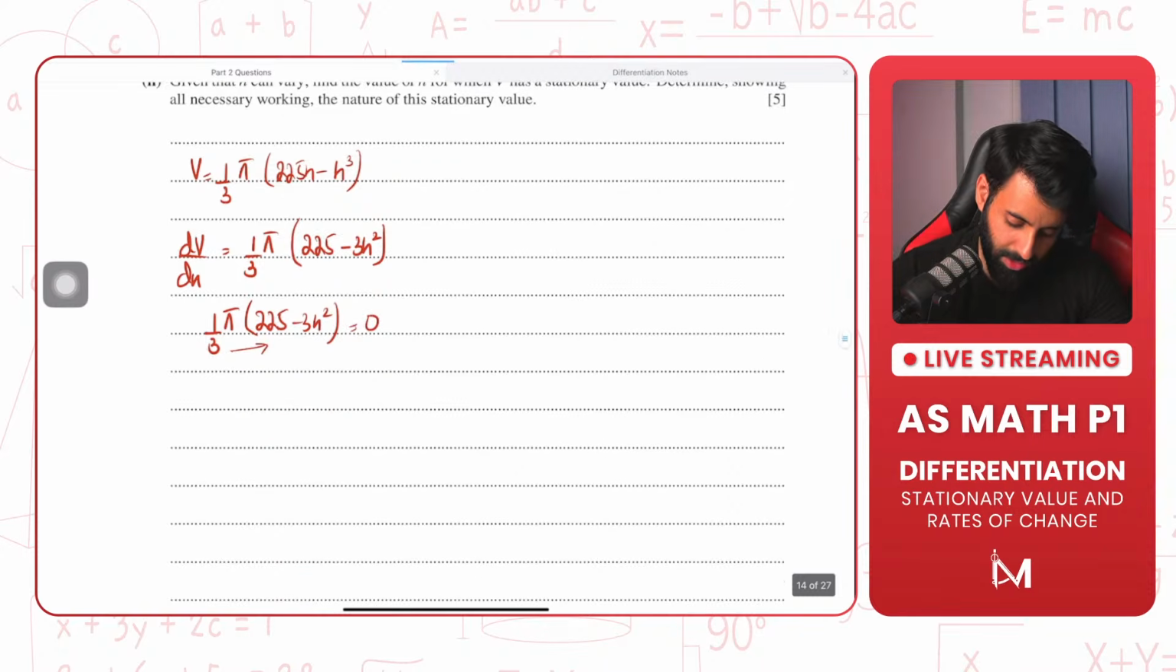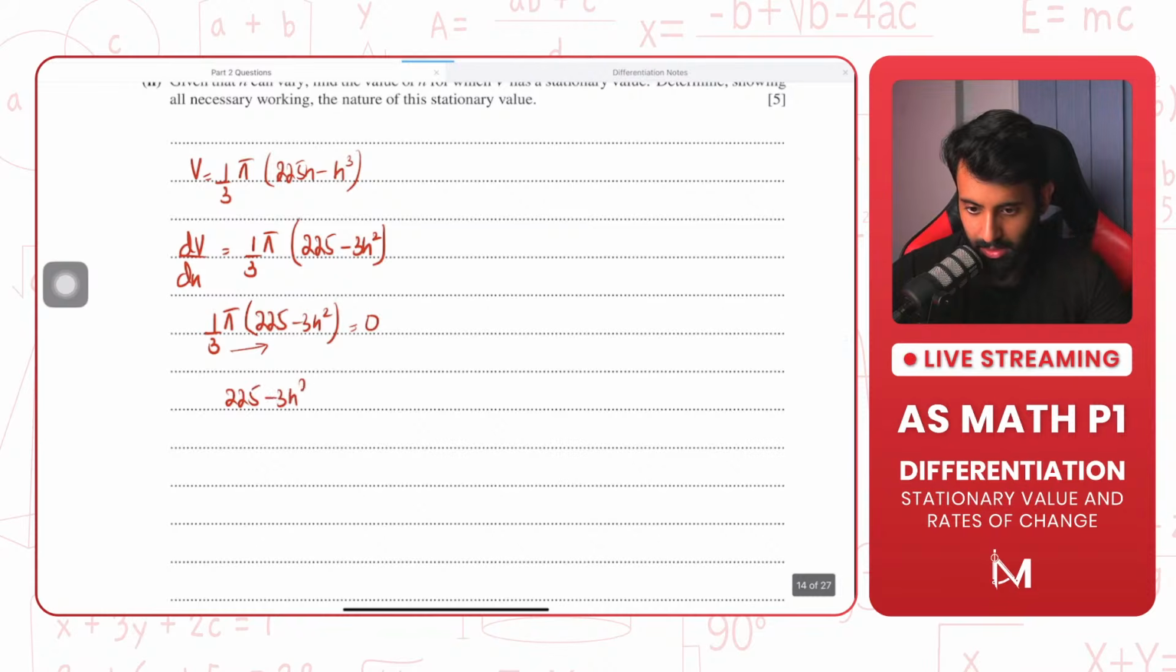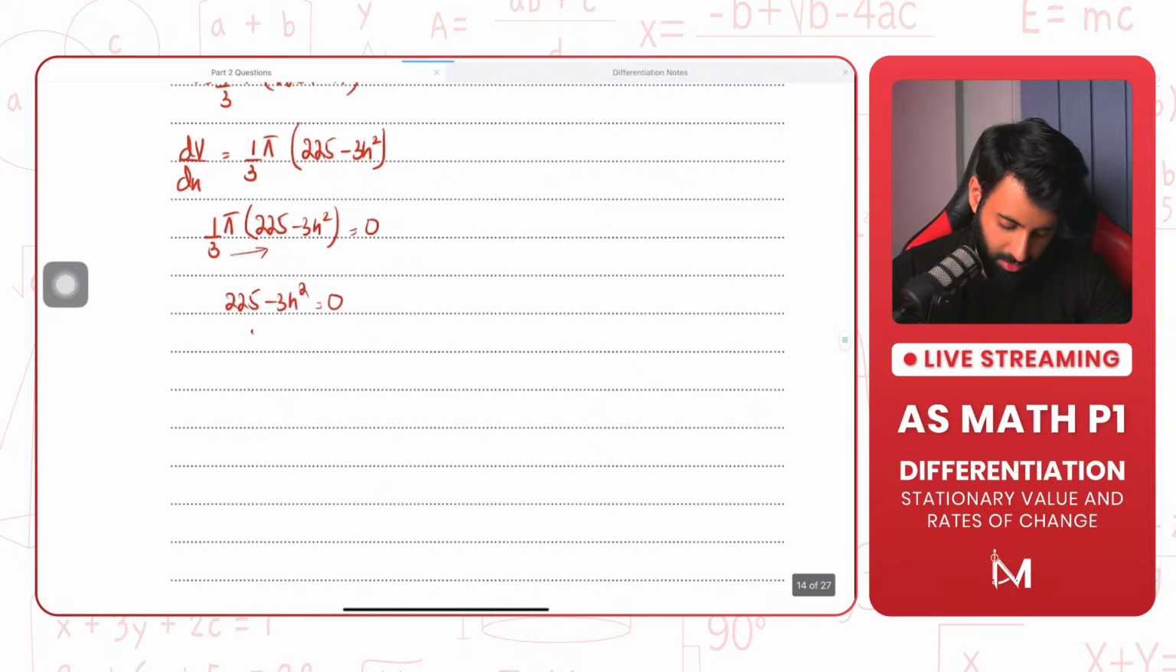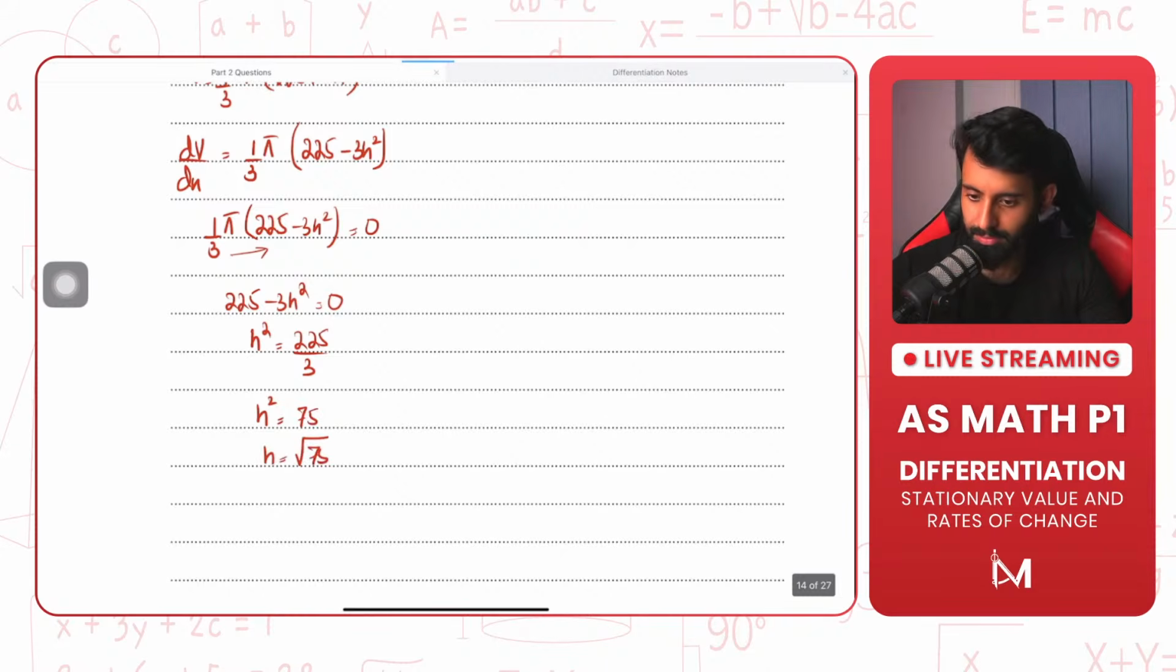Now if you cross multiply, 1 upon 3 pi disappears, and now we have 225 minus 3h square equal to 0, which basically means that h square is equal to 225 upon 3. Now 225 upon 3 I believe is 75. So h square is equal to 75, which means h is equal to square root of 75. And yeah, there you go. That's the answer.